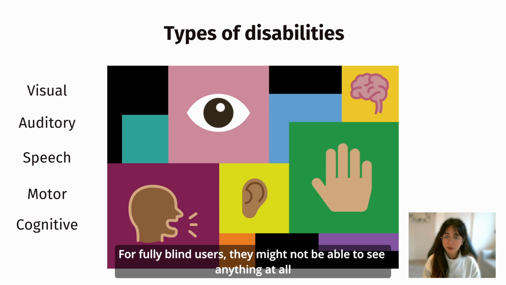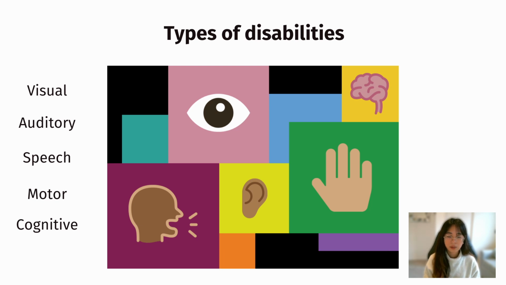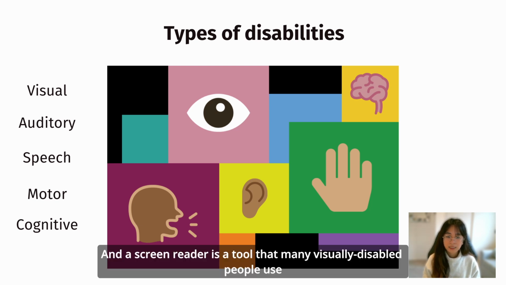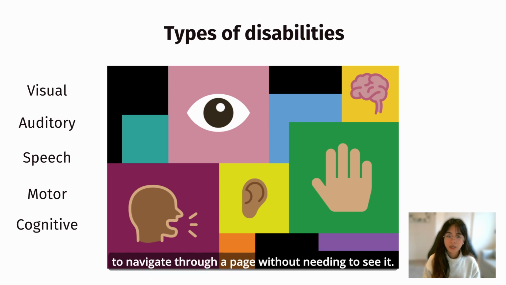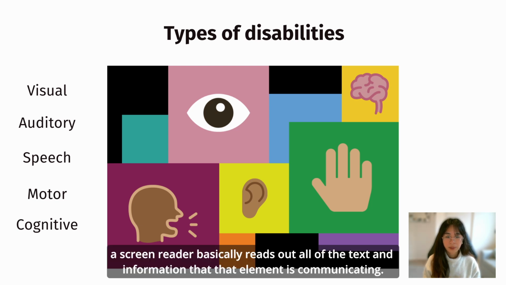For fully blind users, they might not be able to see anything at all, so they'll probably require some type of assistive technology like a screen reader. And a screen reader is a tool that many visually disabled people use to navigate through a page without needing to see it. So a blind user might use a keyboard to tab through a page, and every time they tab, a screen reader basically reads out all of the text and information that that element is communicating.